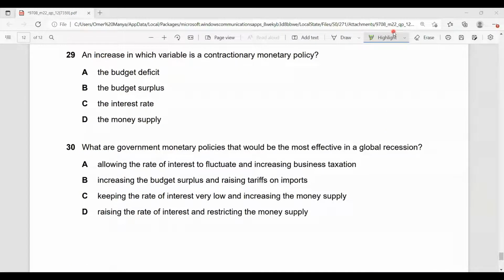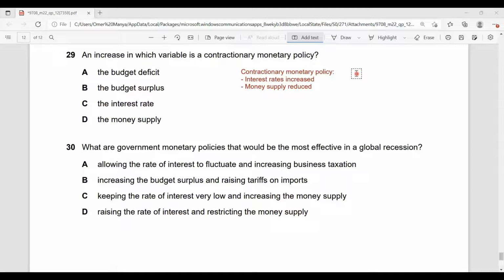An increase in which variable is a contractionary monetary policy? This one is relatively simple. A contractionary monetary policy involves two actions by the government. Either they will increase the interest rates. This will increase the cost of borrowing, and it also increases the rate of return for interest. So what that will do is it will reduce consumption and reduce investment, which are both components of AD, and will cause AD to shift to the left, which is a contractionary monetary policy.